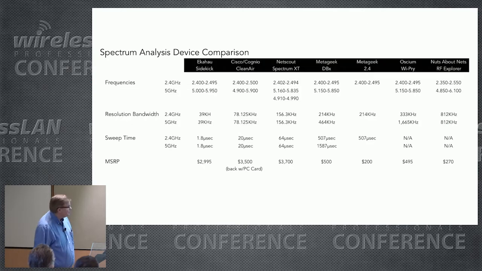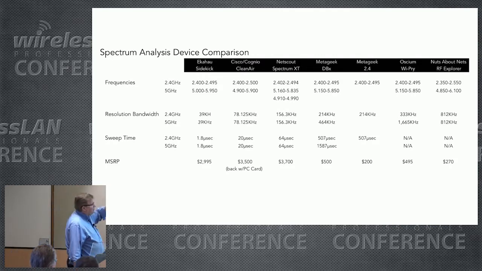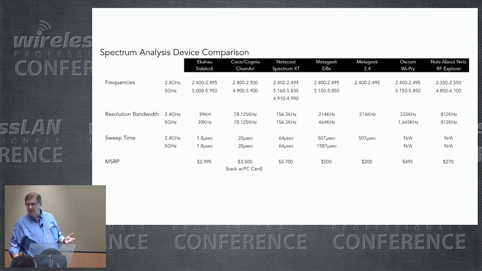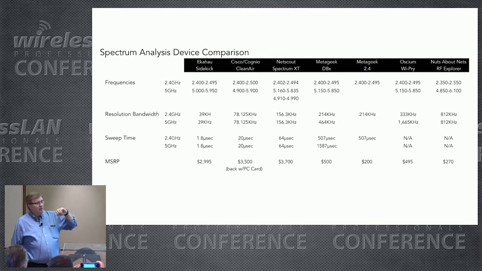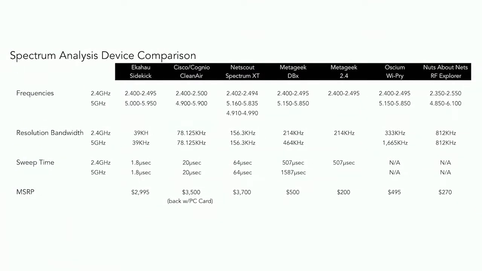So I looked at a bunch of these and came up with those columns: Sidekick, Cognio, XT, etc. You can see that all but the MetaGeek 2.4 basically do 2.4 and 5 in some type of ranges. We're the target audience, so those are the ranges, 2.4 and 5 gig, where we do our things. The bandwidth, though, is the place you can really see a huge difference. The Oscium WiPry is taking big, huge 333 kilohertz chunks.